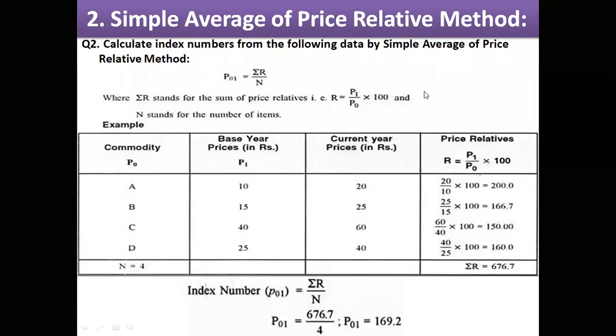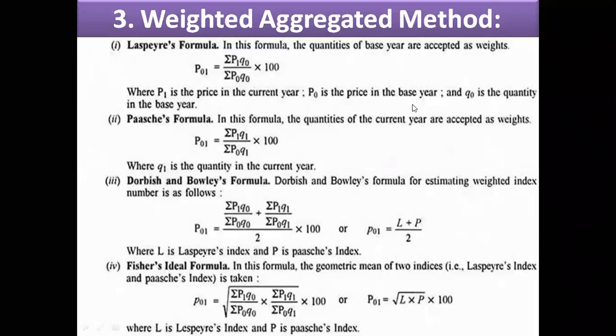Now move to the next question, which is based on the weighted aggregate method. Whenever this method name comes in the question, we need to apply these four formulas: first is Laspeyres' formula, second is Paasche's formula, third is Drobisch and Bowley's formula, and fourth is Fisher's ideal formula. These formulas we need to remember, and it is very simple. Only P1, Q0, P1, Q1, Q1 and Q0. These four elements you have to remember, and it is very easy.